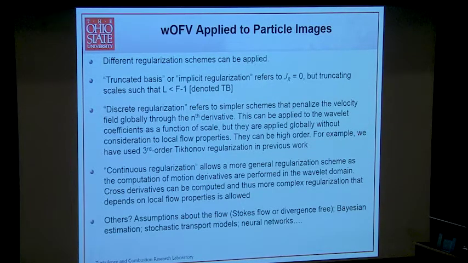Okay? Now, if you become interested and start looking in the literature, there are other ways to regularize the flow. You can actually just assume something about the flow. You can make your regularization that the flow is divergence-free. And you can always push the solution toward a divergence-free basis, okay? You can say, I know I have Stokes flow. There's other things, Bayesian estimation, stochastic transport models, neural networks, etc. All I'm trying to say is there's many ways to do this, okay? There's not one right answer.